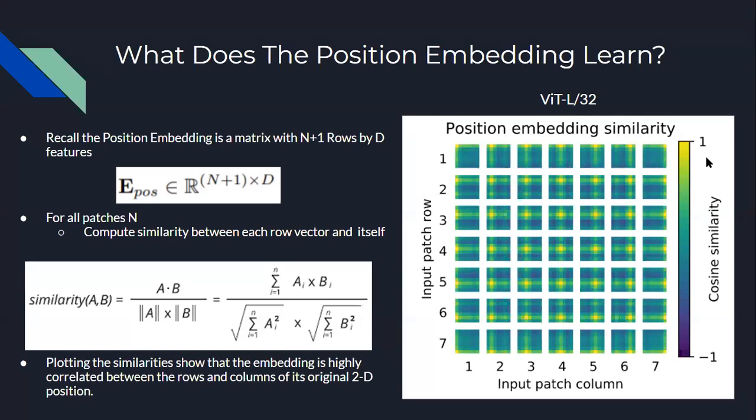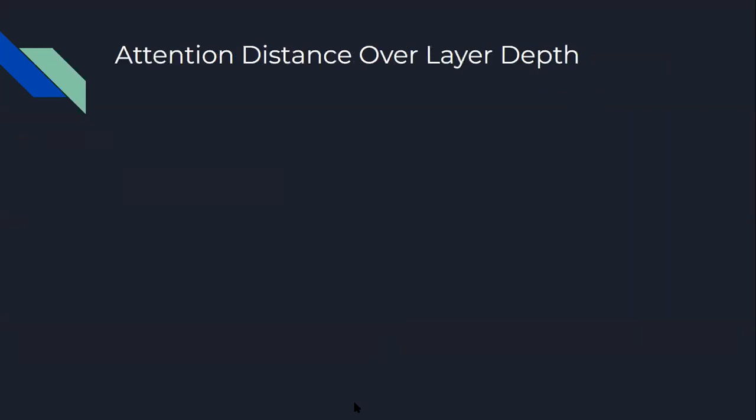So we can understand that through this similarity metric, position is intrinsically learned within that position embedding matrix here. And I'll address that question afterwards.